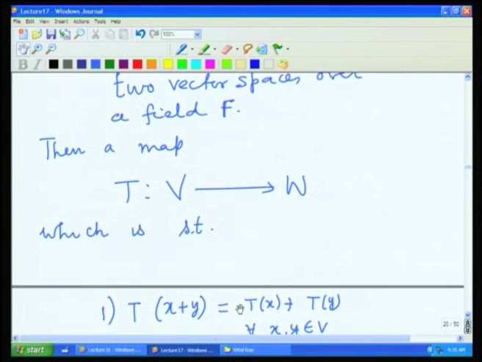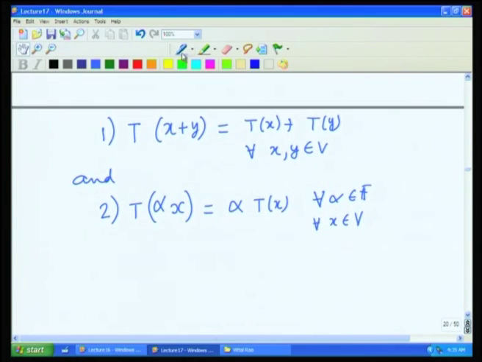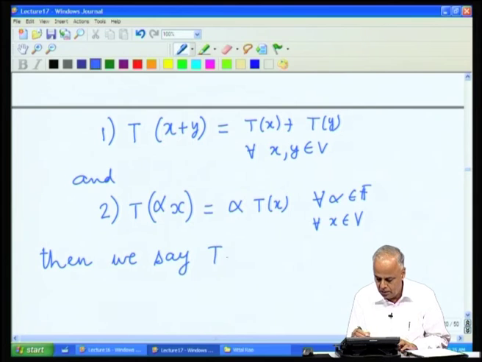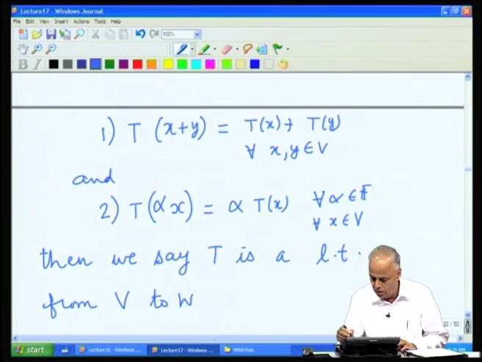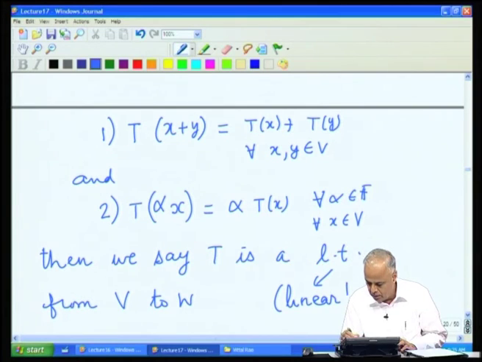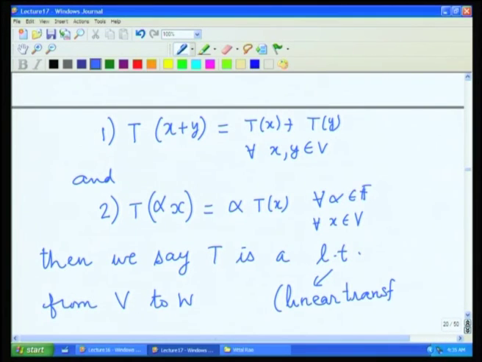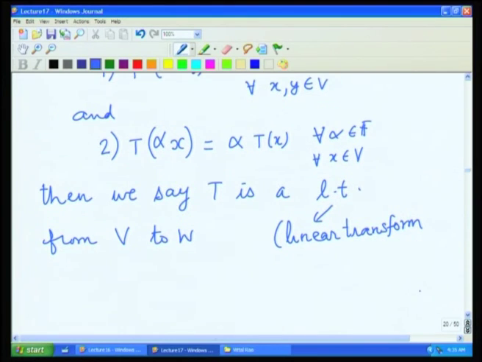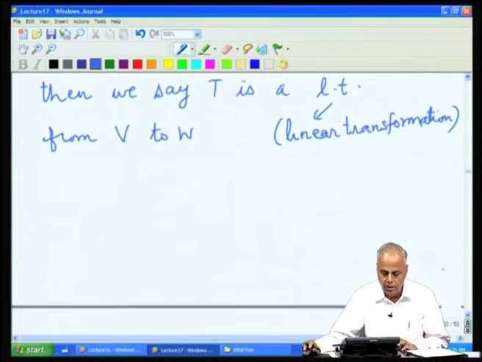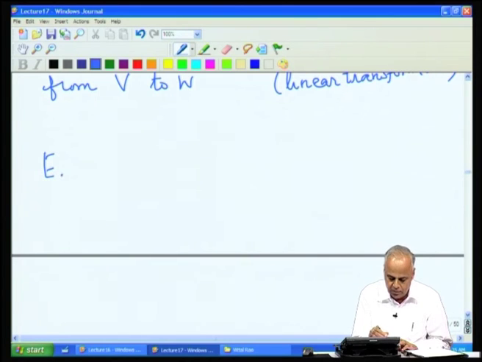If you have a transformation from V to W, which is such that it preserves addition and scalar multiplication, then we say T is a linear transformation from V to W. LT stands for linear transformation. Let us look at some examples.